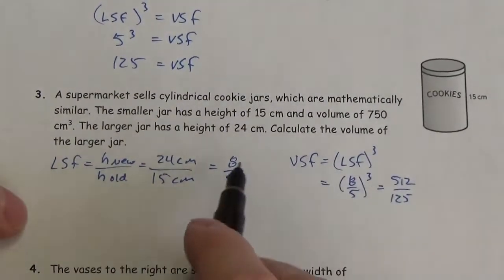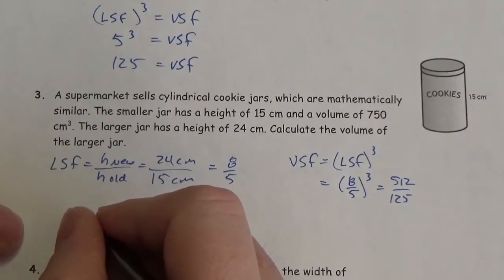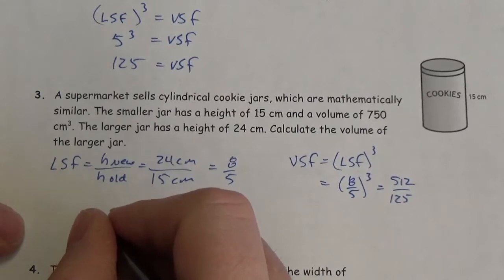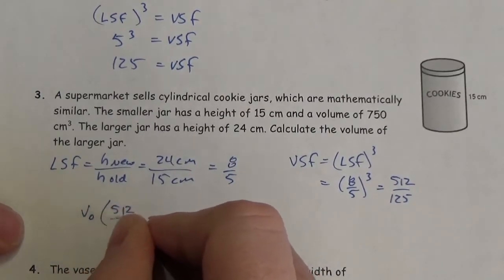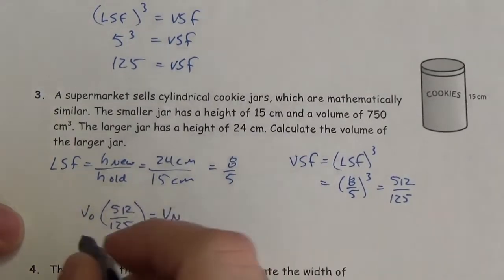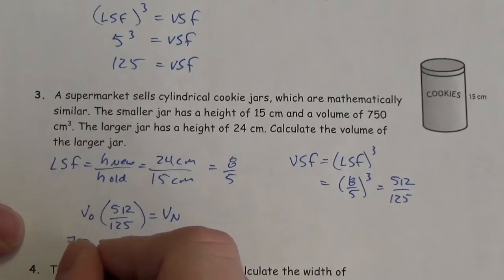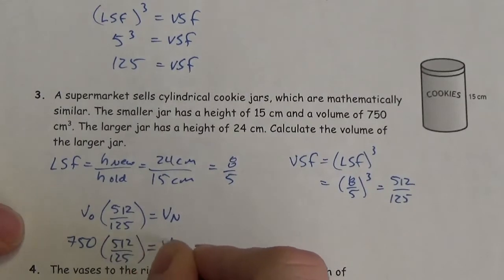Anyway, so now we're going to calculate the volume of the larger jar. Well, the volume of the larger jar here, we already know is going to be the volume of the original multiplied by our scale factor here, 512 over 125. And this will be the volume of the new one. And the volume of the original was 750 centimeters cubed. Okay, over 125. This will be the volume of the new.